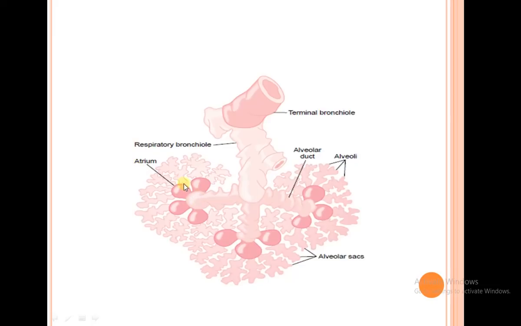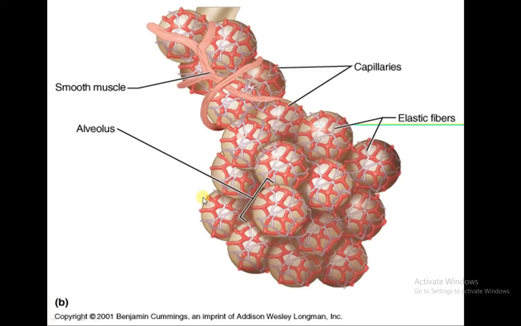So atria are basically the blind pouches to which the alveoli are attached. There are about 300 million alveoli present in the human lungs. Now these alveoli are surrounded by a network of pulmonary capillaries. As you can see in this diagram, the alveoli are surrounded by a network of capillaries. Now these capillaries are also surrounding the other terminal parts of the lungs which are involved in gaseous exchange, like the alveolar ducts and the respiratory bronchioles.